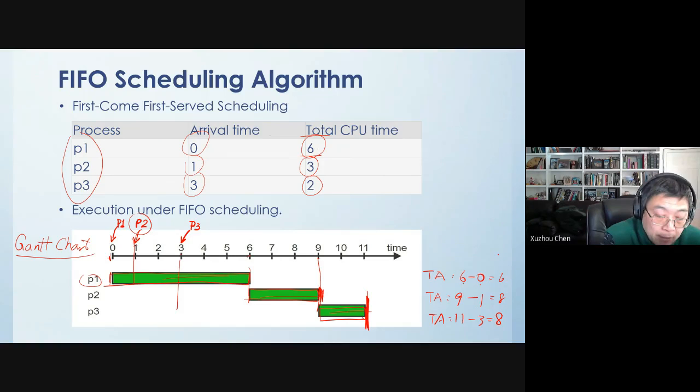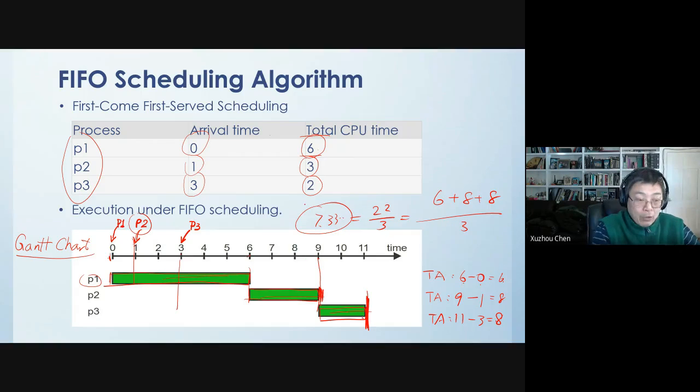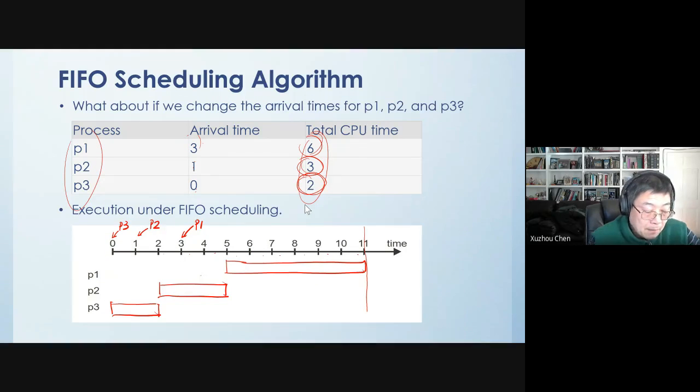And the average turnaround time is calculated like this: you just add them together and divide by 3. So what is that? 22 divided by 3. So that's 7.33333, 7.3 repeating. Okay, so that's the average turnaround time. That's called ATT.